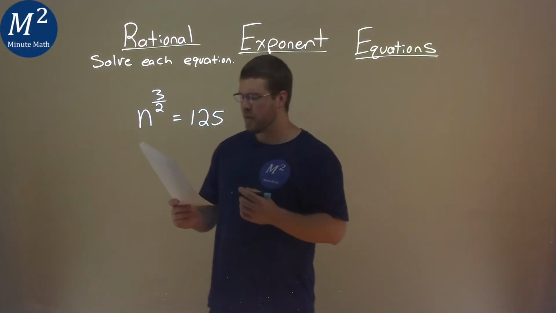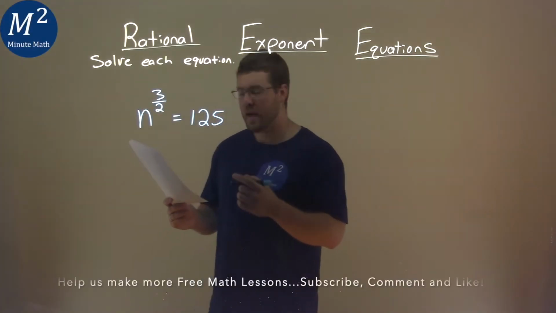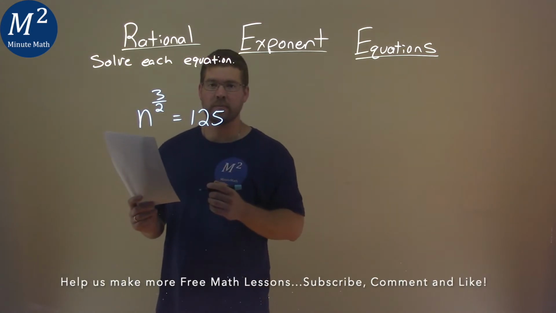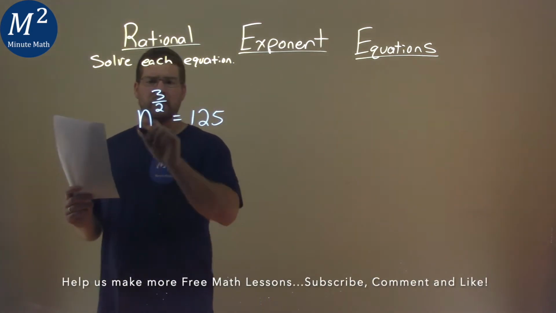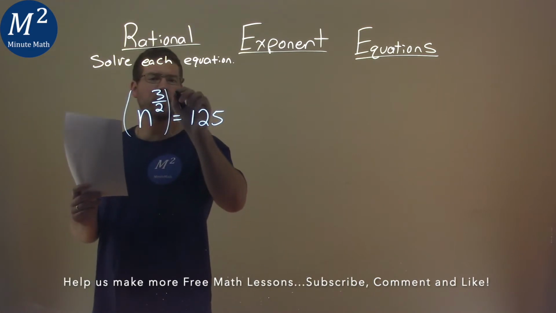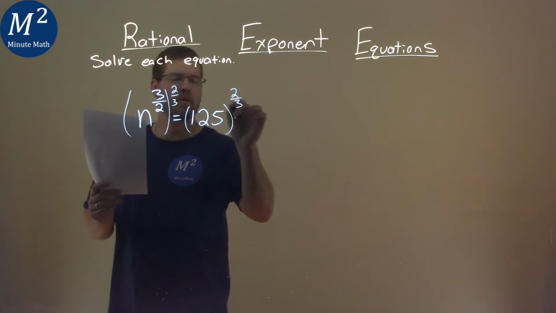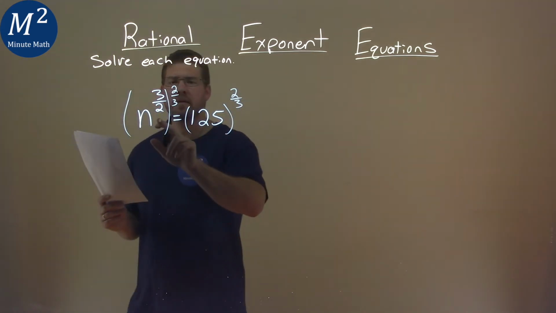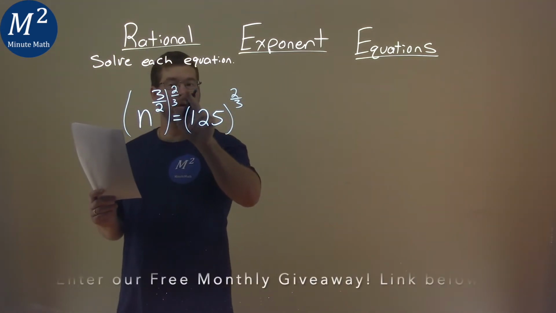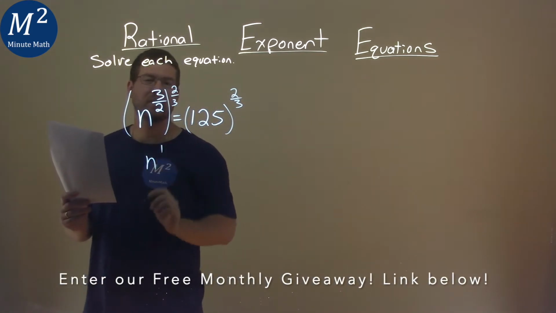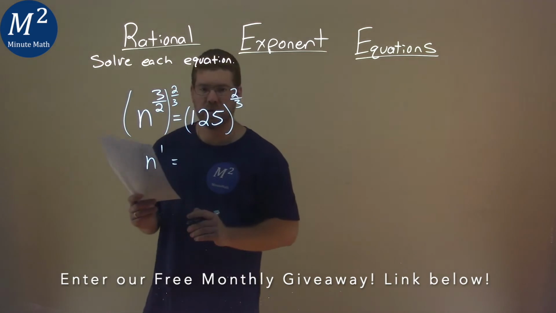We're given this problem right here. N to the 3/2 power equals 125, and we have to solve this equation. Well, I want to get rid of this exponent here. So to do that, I'm going to raise both sides to the 2/3 power. Make sure we go to both sides here. We have n, well, to the 3/2 power times 2/3 power, multiply them out by our rules of exponents, and that's just the first power. So we have n to the first power here.